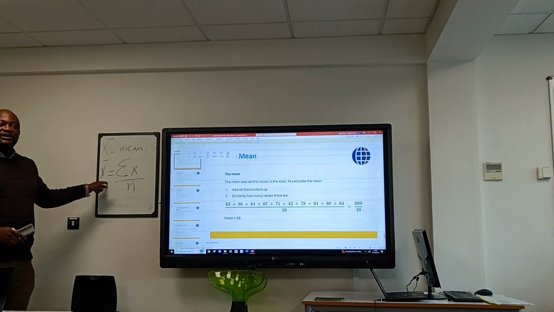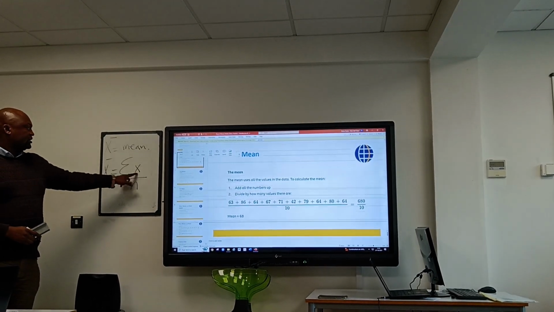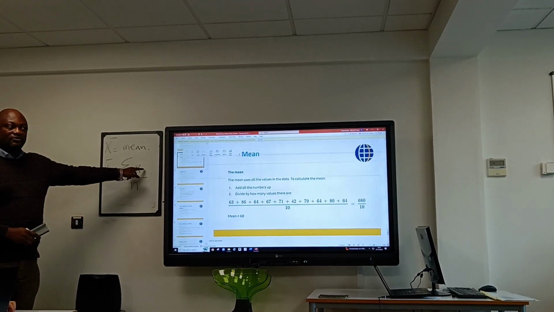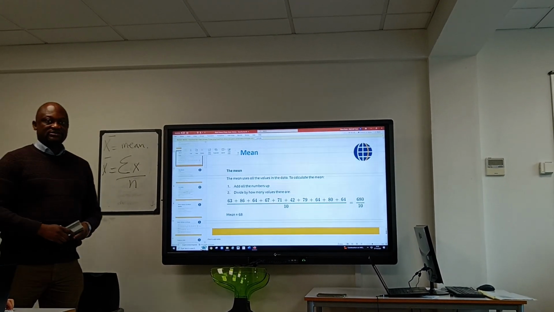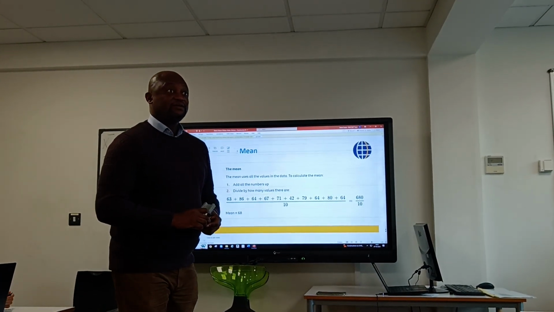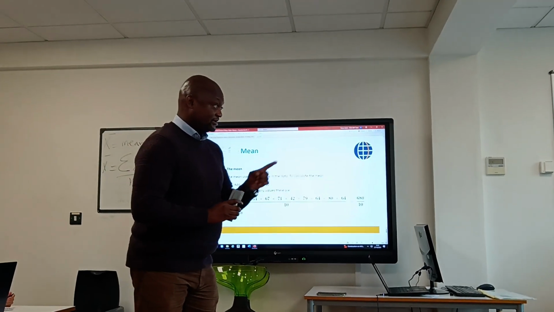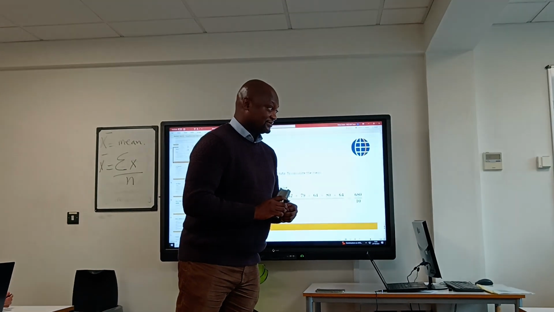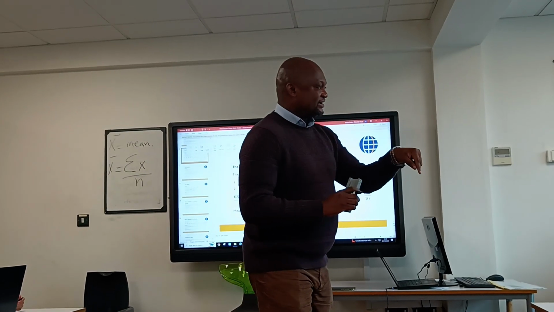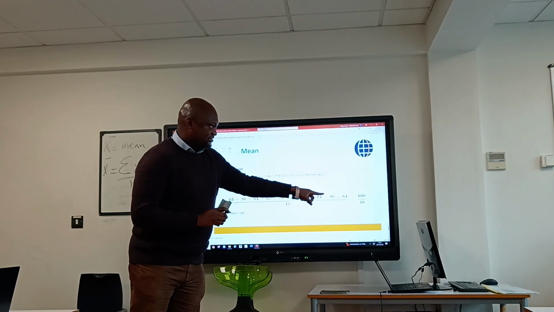So this is the formula for mean: summation of x, which are the values, over n, the number of the values. So let's go. How much do we have? Which one did you get? You add all of them and then divide by the number.